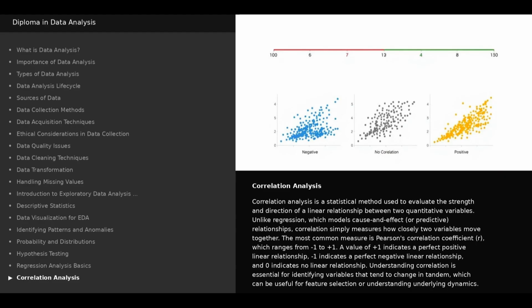A value of +1 indicates a perfect positive linear relationship, -1 indicates a perfect negative linear relationship, and 0 indicates no linear relationship. Understanding correlation is essential for identifying variables that tend to change in tandem, which can be useful for feature selection or understanding underlying dynamics.